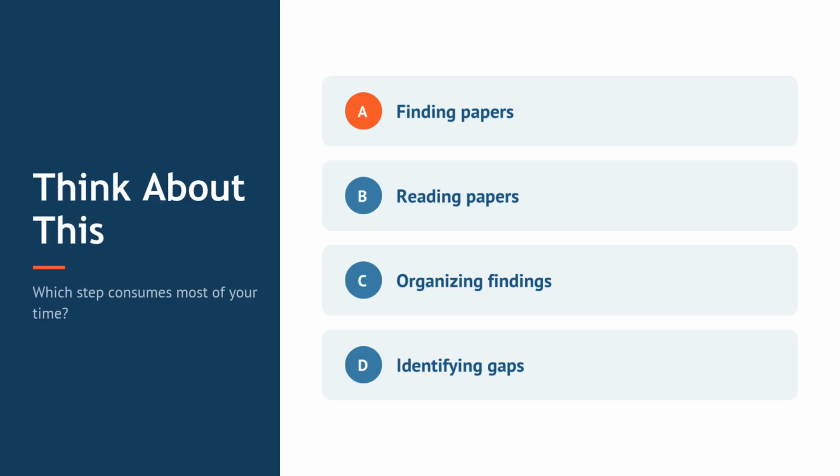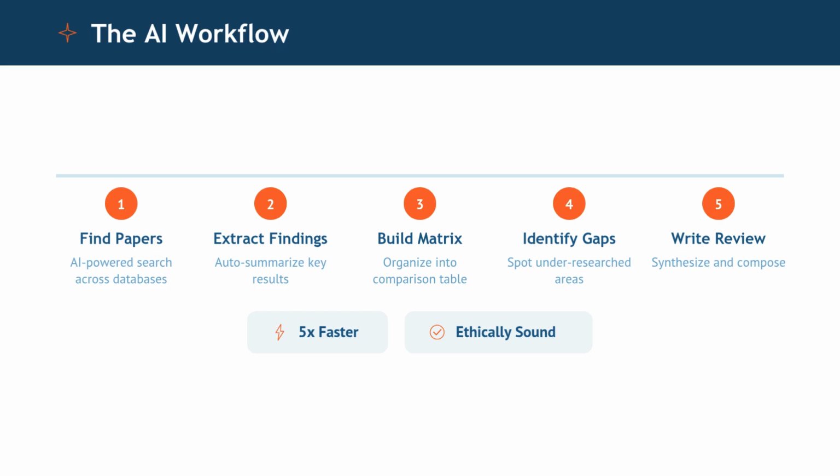Let's compare. Traditional workflow: search manually, read every paper line by line, create notes manually, build matrices manually, identify gaps manually. AI-assisted workflow: find relevant papers faster, extract key findings quickly, organize literature automatically, generate literature matrices, support gap identification. Most importantly, AI becomes your research assistant, not your replacement. The real secret is not the tool. The secret is having a structured workflow.